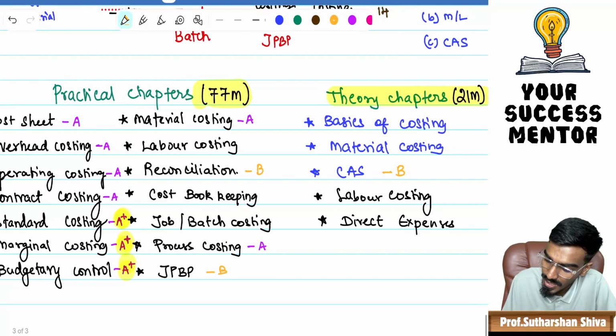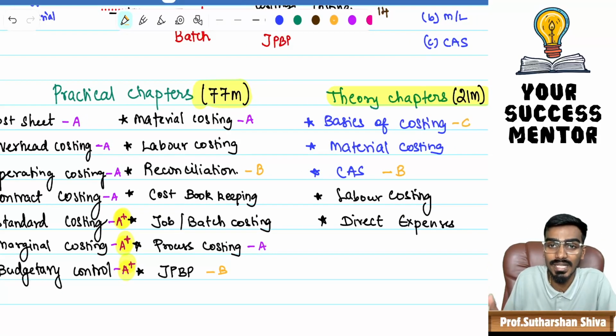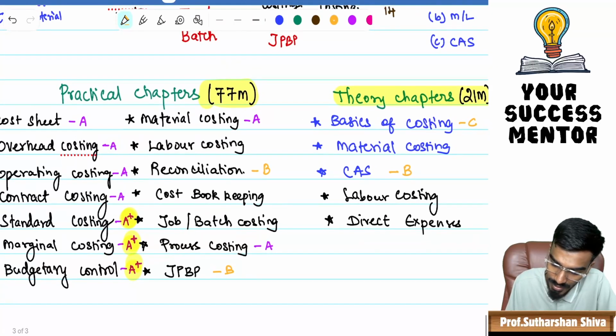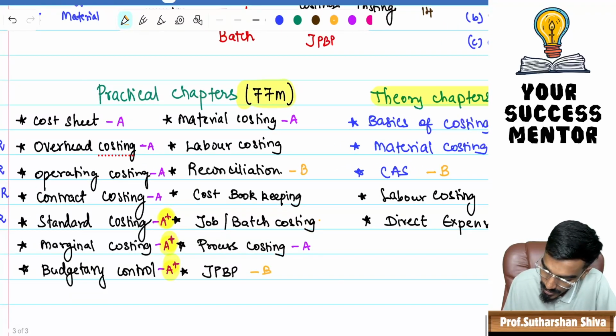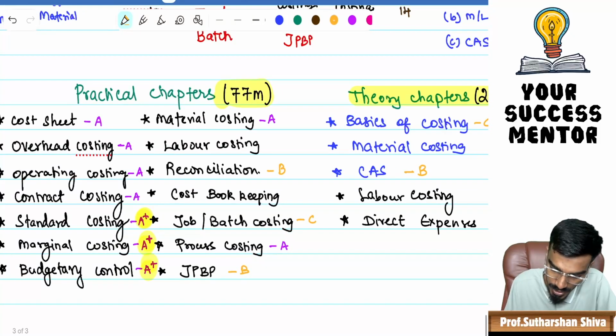And then which is the C category, sir? Basics of costing itself is the C category. Okay, integrated and non-integrated will be one more topic we'll be having. Then we will be having job costing. Where is job costing? Yes, this will be our C category. Cost bookkeeping, which is your integrated and non-integrated, again is going to be your C category.